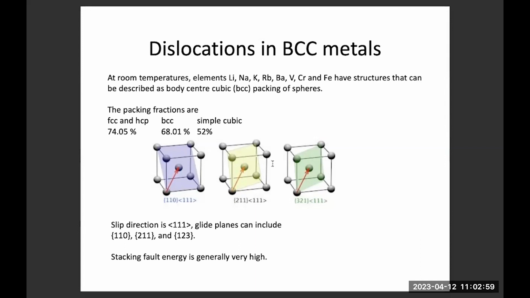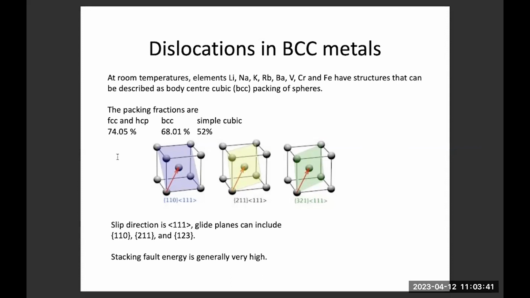And if you remember FCC, we have dislocations, but they separate into Shockley partials or Frank partials. The main reason is that the stacking fault energy is pretty low. So for energetic reasons, we see the separation. But for BCC materials, the stacking fault energy is relatively high. It's very high, so we don't easily see the separation of dislocations.